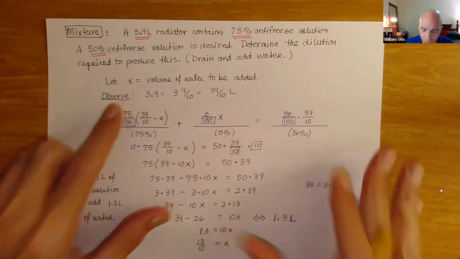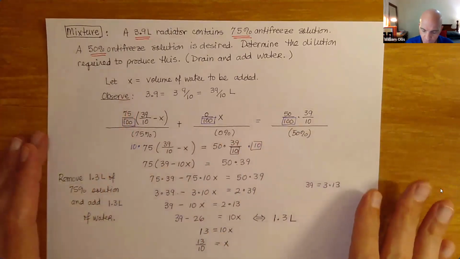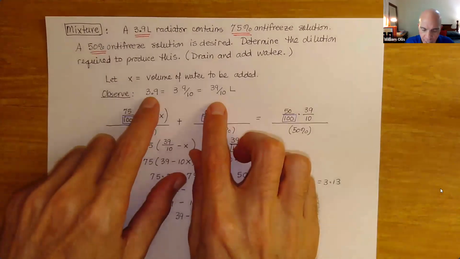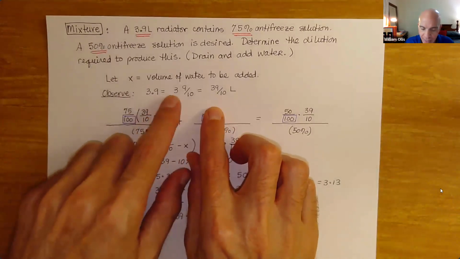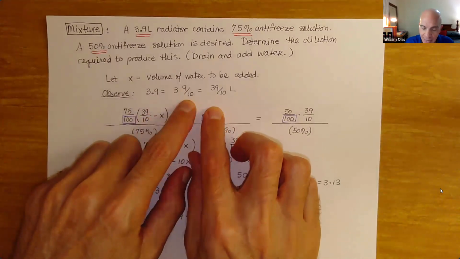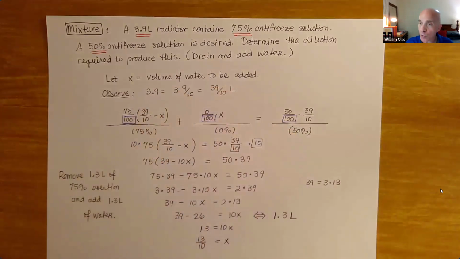Now, what I've done to make the arithmetic a little bit easier is to just go ahead and write the 3.9 as 3 9/10, and then just write that as 39/10 liters. Just write everything as fractions. I think you'll find with the mixture problems that if you write the percentages as fractions, you can get rid of the hundreds, get rid of the decimals altogether, and have a simpler equation. Again, this makes the process easy.